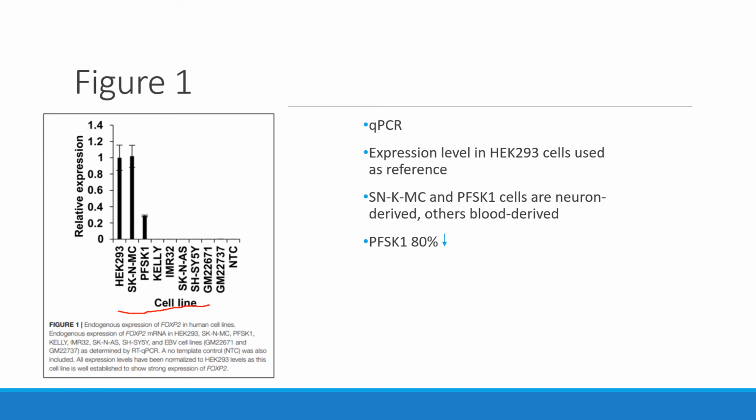And as you can see, only those 3 cell lines were expressing the foxp2 gene, and the PFSK1 here on the graph shows almost an 80% decrease of expression than the HEK293 and SKNMC cell lines.